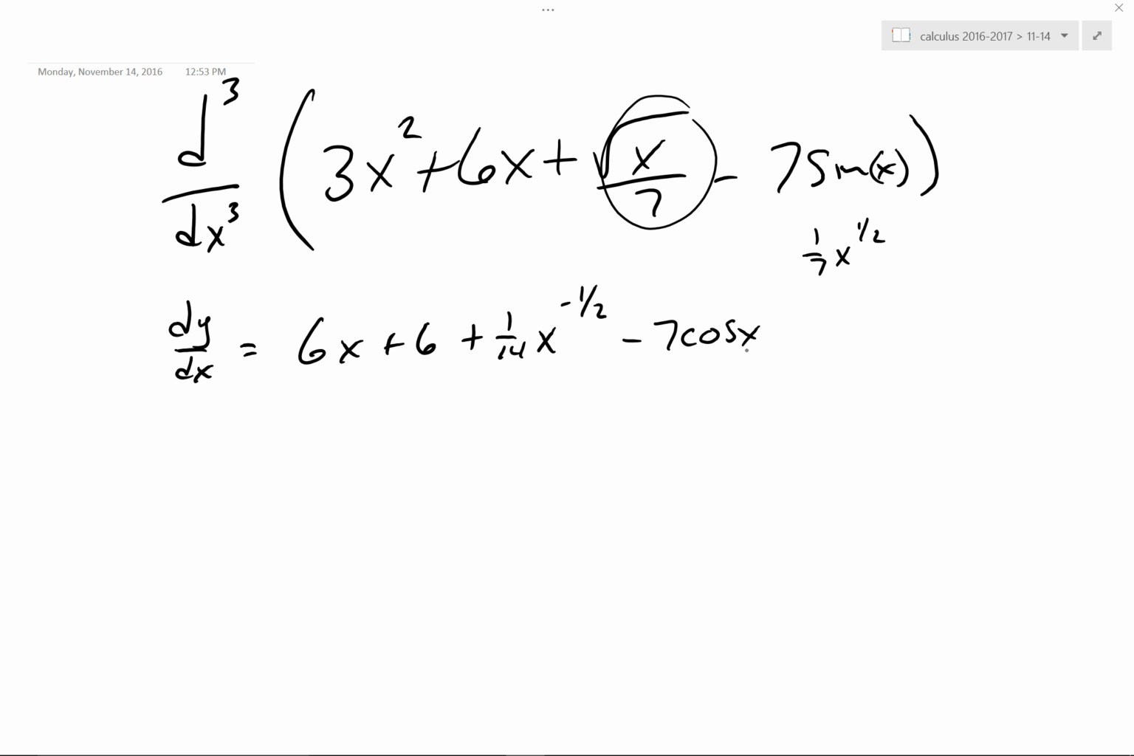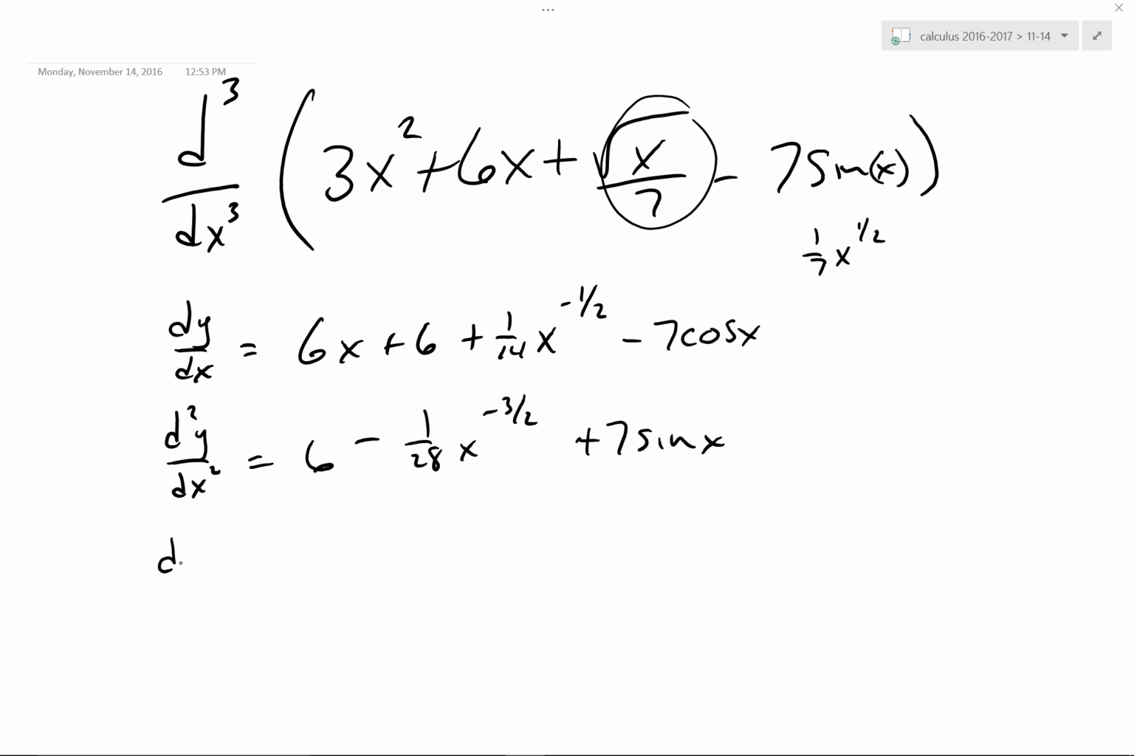What's the next one? Did you say 6? No. 6? And then what? 6. So 6 minus 1/28 x to the negative 3 halves. Then what? Plus or minus? Plus 7 sine x. I thought cosine went to minus sine. Well, it does, but it's already minuses.